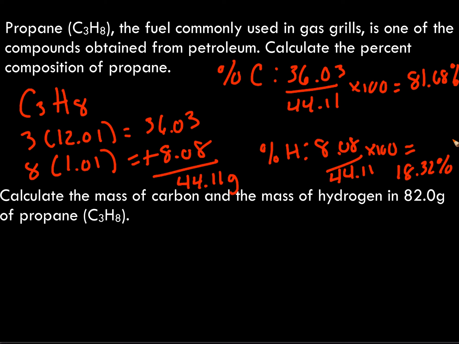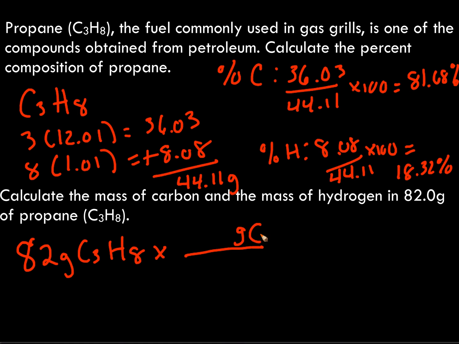So the first thing we need to do here, we're going to calculate the percent composition of each, which we already have done up here. So what I'm going to do here to calculate the mass of my carbon, I start with 82 grams of C3H8. Now my grams of carbon. What I'm going to do here is I'm going to look at my percentage of carbon. And I'm going to treat this percentage as actually a gram number. So we're going to have 81.68.